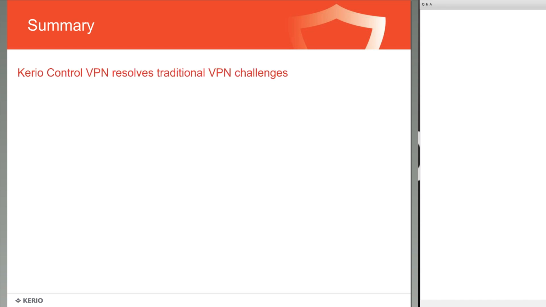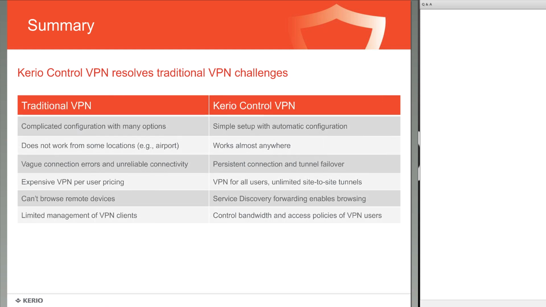So just a quick summary of how Kerio Control VPN resolves some of the traditional VPN challenges. With the traditional VPN, you have the complication of configuration, whereas with Kerio Control's VPN, pretty much everything is done automatically, so it's very easy to configure. With traditional VPN, you might have problems connecting from some locations, such as airports, hotels, and so forth, any kind of public network, whereas the protocol that we designed within Kerio Control's VPN is very flexible and works pretty much from any location because it's very NAT friendly.